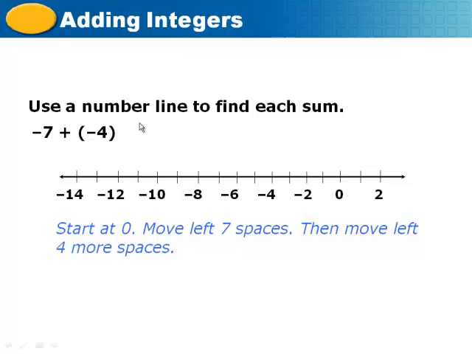Once we draw a number line, then we're going to start at -7 on the number line. We do that by starting at 0, and we're going to move to the left 7 places. The reason that we're going to -7 is because -7 is the first number in our expression. Our first number in our expression will always be our starting position.